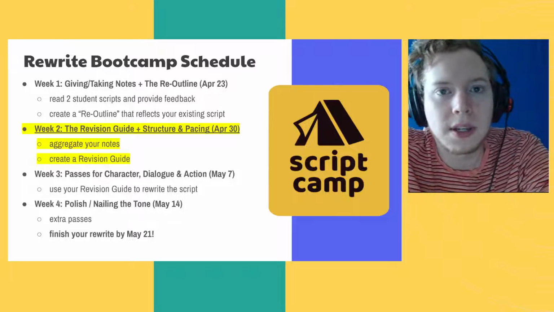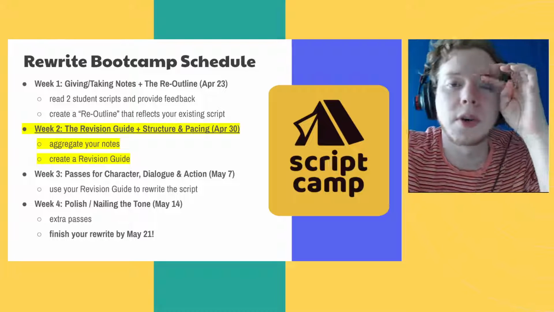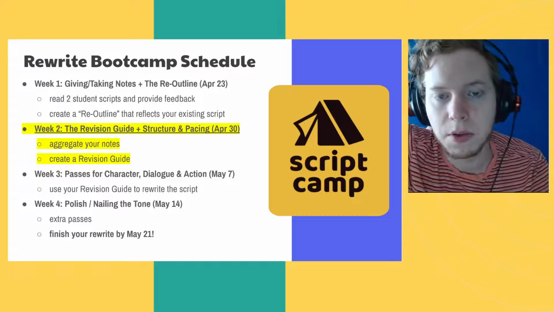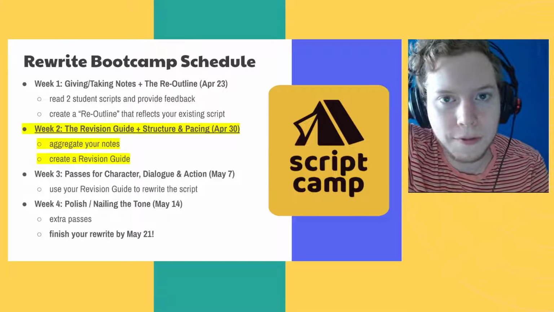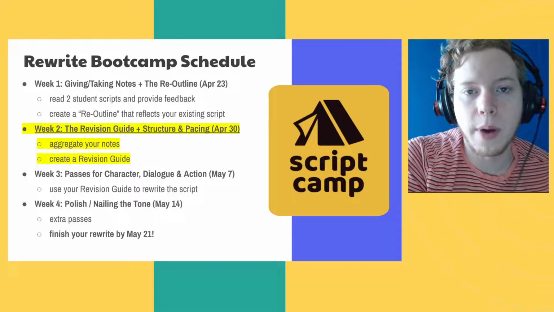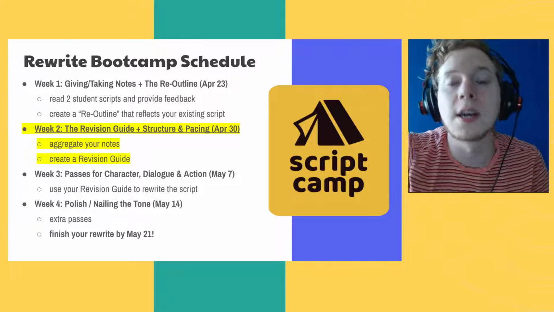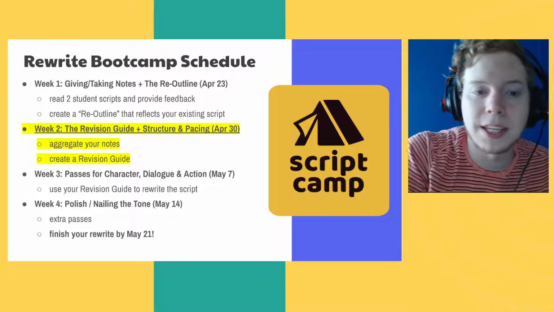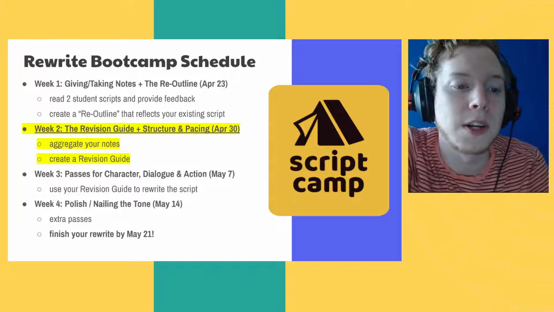Week 1 was about giving and receiving notes with members of your group. The goal is to receive 2 sets of feedback in the Script Camp program so that you are able to compare and contrast these notes and see what things come up in both different sets of feedback. Those are the things that you should probably pay more attention to.